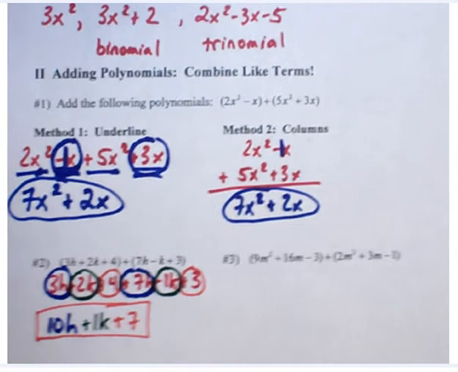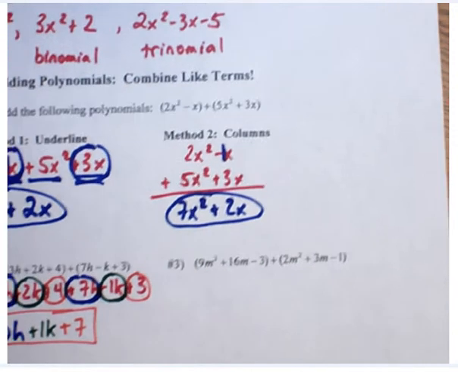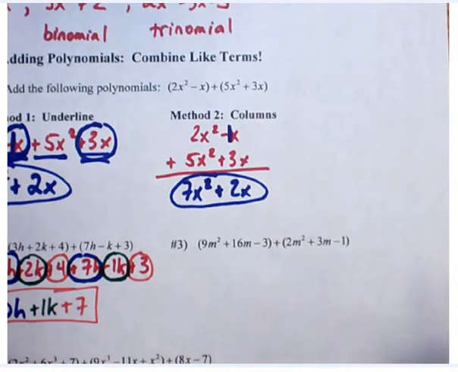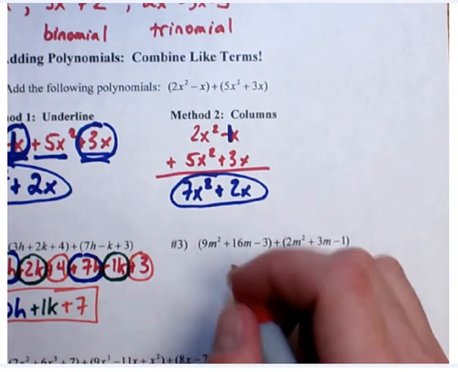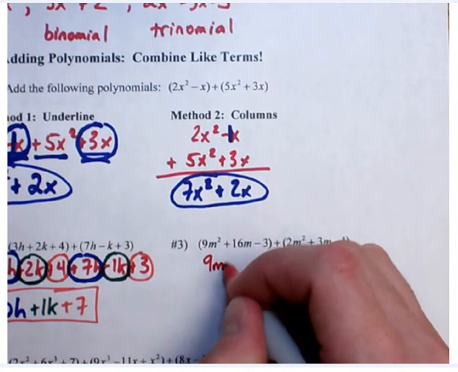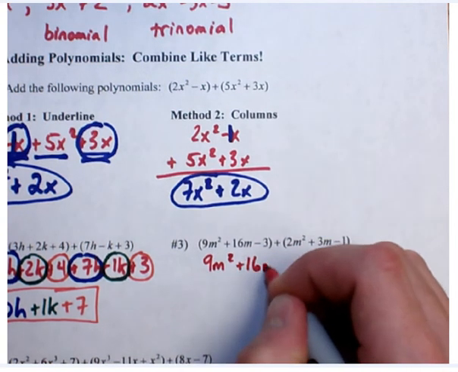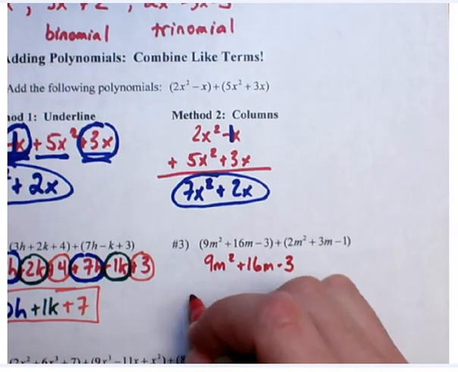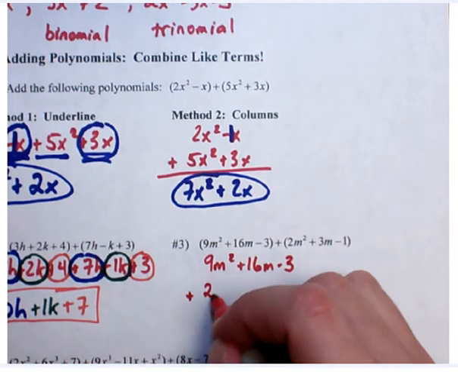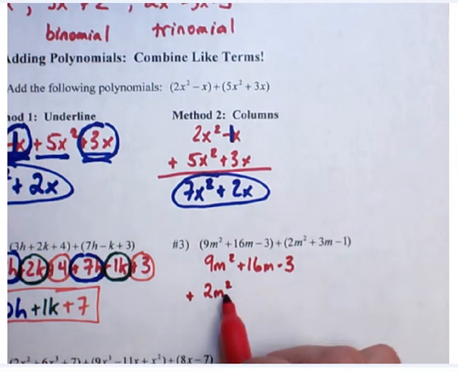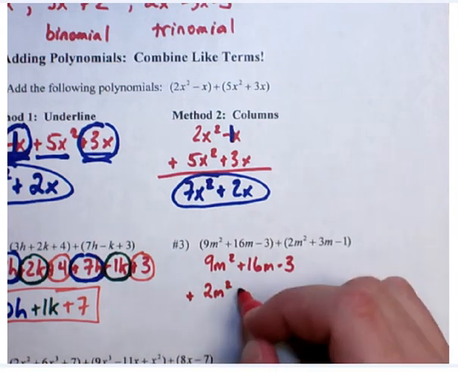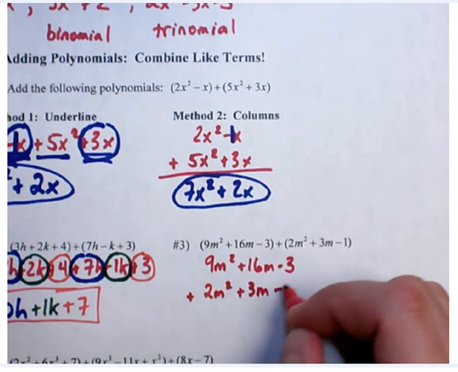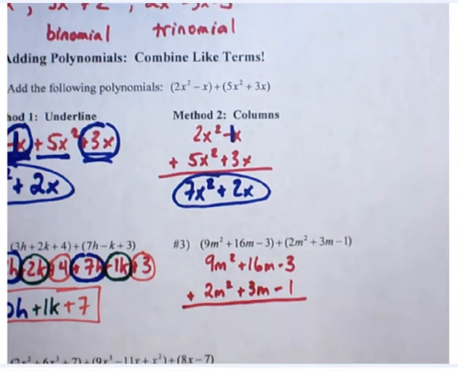All right, and number 3, let's go ahead and do the column method. So I'm going to write 9m squared plus 16m minus 3. And then I'm going to write plus 2m squared, and I'm going to line up my variables. So m squareds, those are above each other. Plus 3m, that's lined up, and then minus 1. And now you just add the columns.